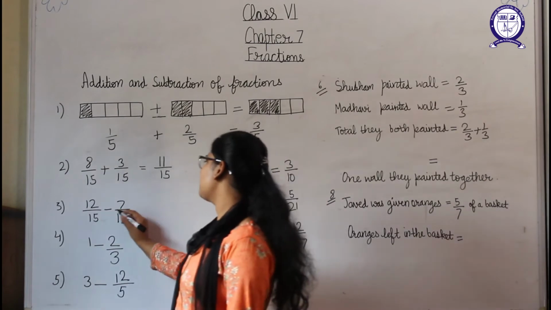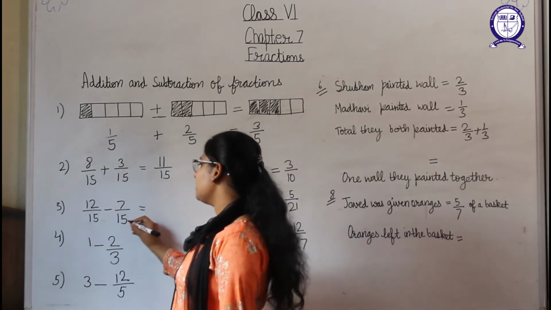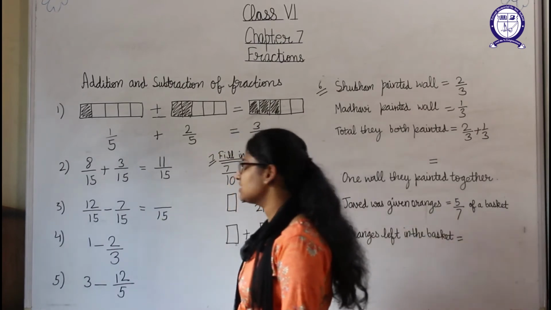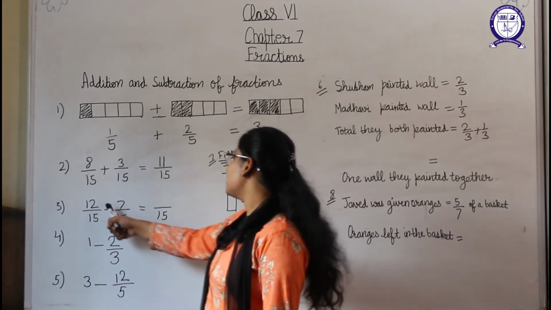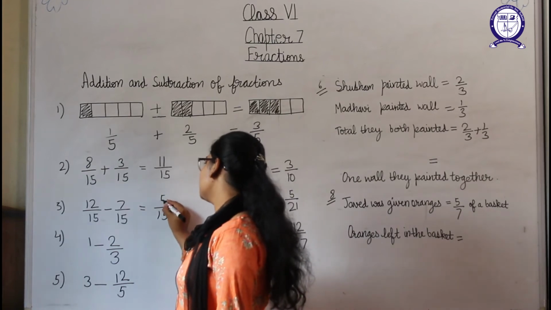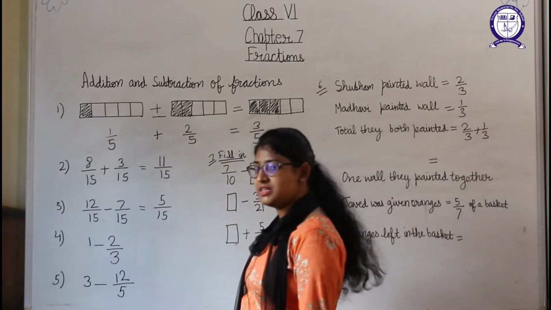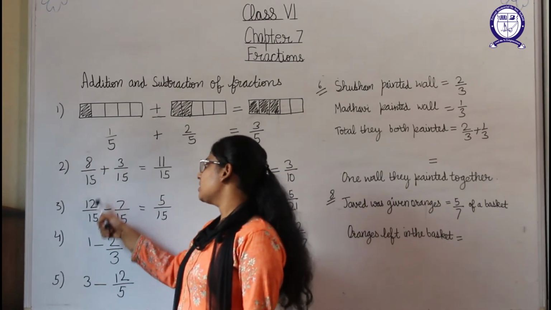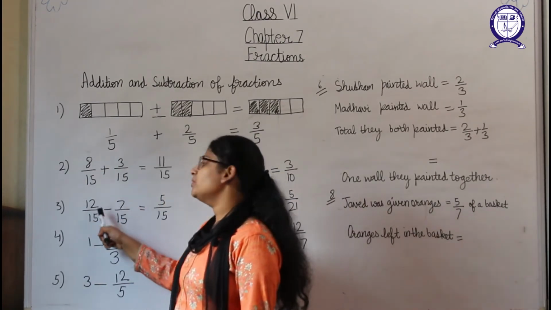Now in the next question we have to subtract them. Okay, so here 15 and 15 are the denominators, which are equal. So in the answer we will put the denominator 15. Here 12 minus 7 will be 5. So our answer is 5 by 15. Here it is a minus sign, so we will subtract 7 from 12.